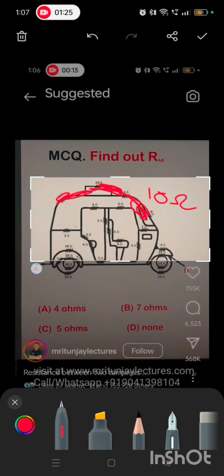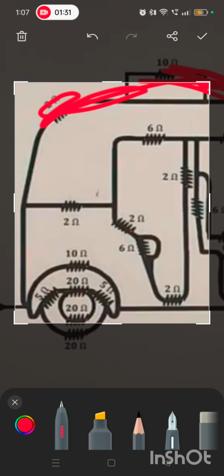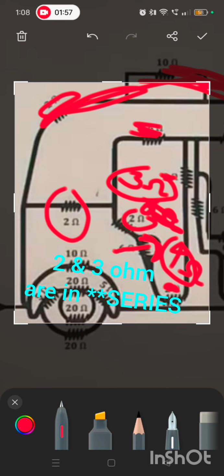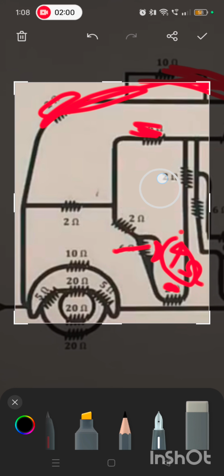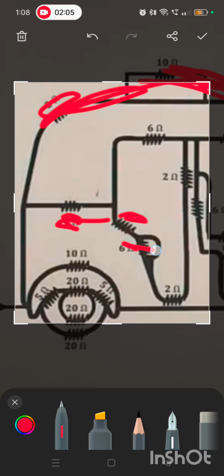Now we are going to talk about the back seat. Again we have a short circuit here because this line will be easy to flow for the current. Then 2 and 2 in series will form 4 ohm, and 4 ohm and 2 ohm in series will form 6 ohm. 6 ohm and 6 ohm are in parallel, so will form again 3 ohm. 3 ohm and 2 ohm, which will be in parallel, will together form 5 ohms. So the back seat together is 5 ohms.